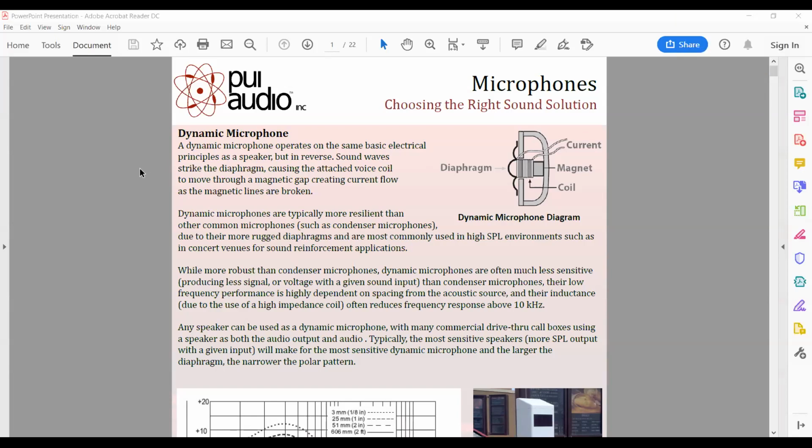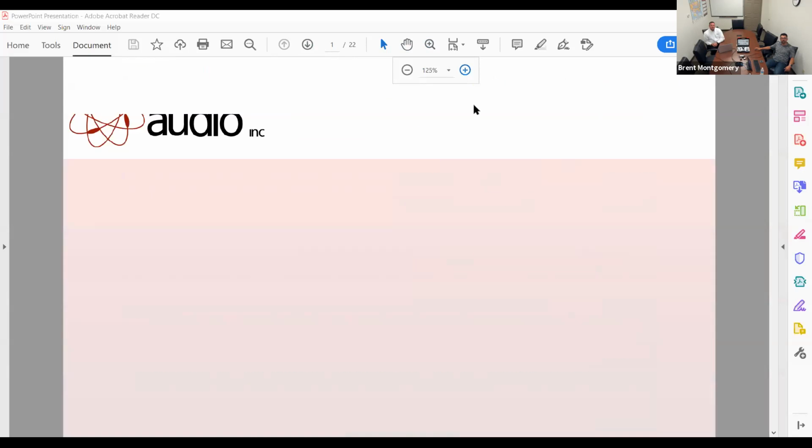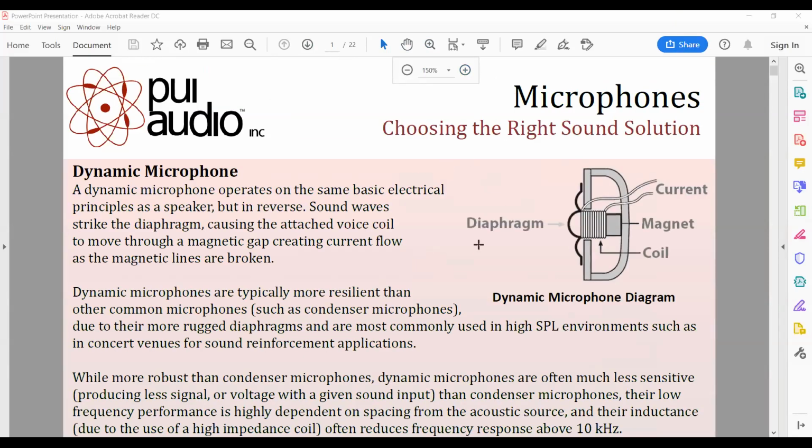Okay. Could you expand that a little bigger? Yeah, sure. Cool. Good, thank you. No problem.